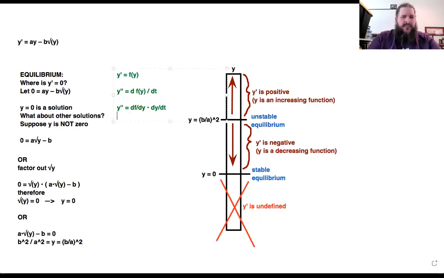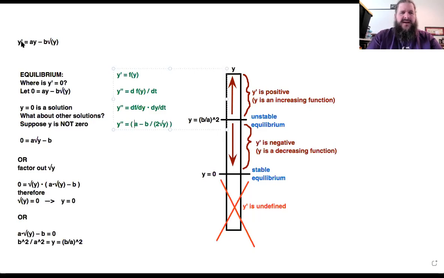To fill that in though, we can say y double prime equals df/dy, which we can calculate here. We can just take the derivative of this function, ay minus b square root of y. The derivative of ay with respect to y would just be a. The derivative of b square root of y would be 1/2 times y to the negative 1/2, so that'll be b over 2 root y. And then that whole thing times dy/dt.